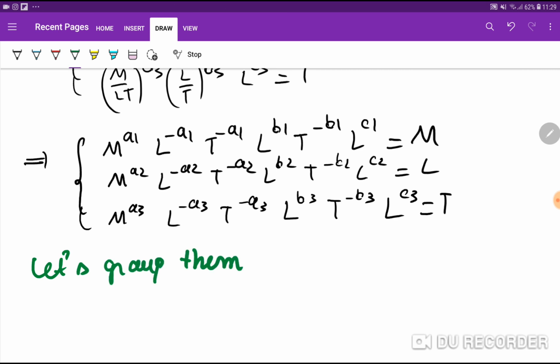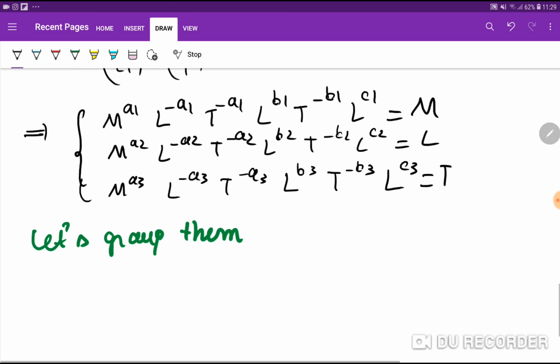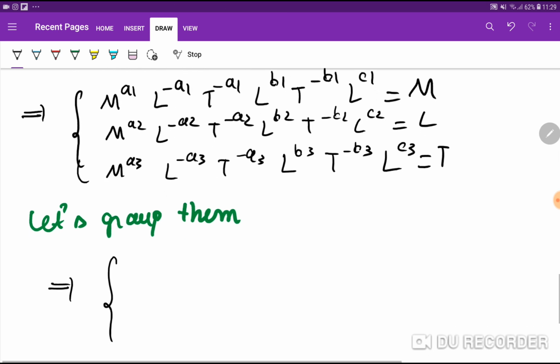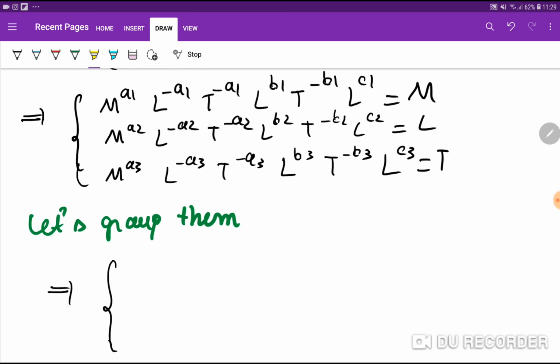So how can I group them? On the thing related to m, I'll put it, and then L, then T. Okay, so here we have m to the power A1. Just m to the power A1. Perfect.